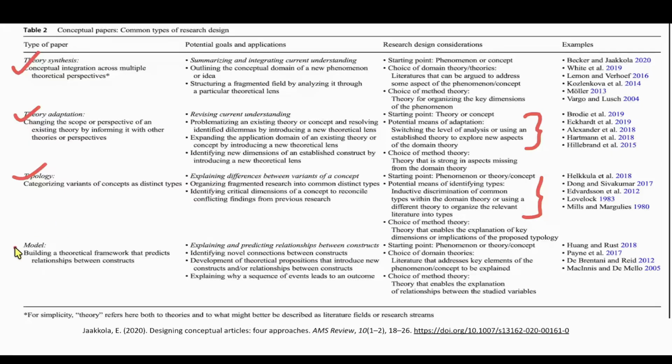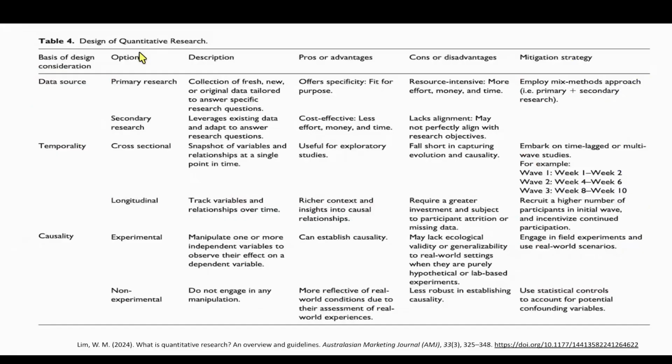And then the model. In a conceptual paper, if you are doing a model development wherein you are building a theoretical framework that predicts the relationship between the constructs, then how you are doing it. We should be very, very clear on this part, everyone. So this is in brief about the conceptual paper. All the references are given at the bottom of every slide, and I'll try to give them in the description so that you can refer to these papers if you want to read them in detail.